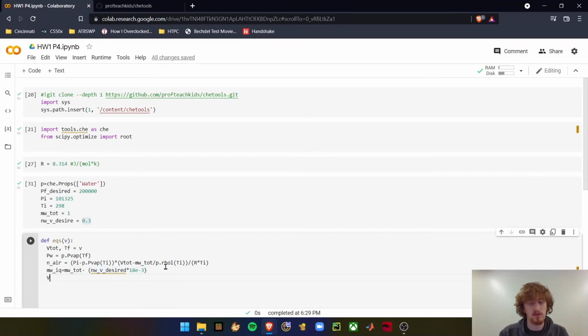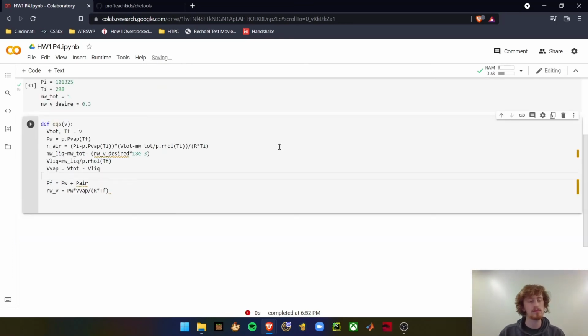Then we can also say that our volume of liquid water is equal to our mass of liquid, and I see I have a typo up here, is equal to our mass of liquid water divided by our density of water at our final temperature. So we have p dot rho L at our final temperature. The final equation that we can put in is the pressure of air is equal to the number of moles of air times R times our final temperature, all divided by the volume of the vapor.